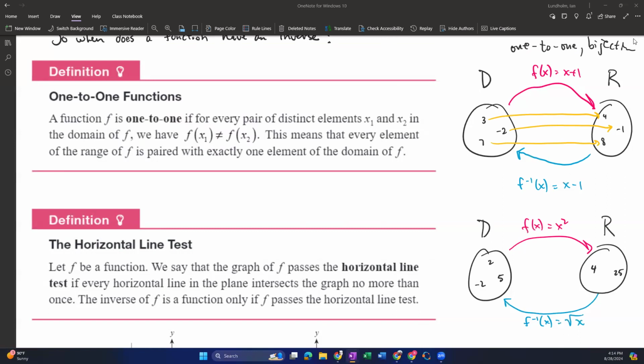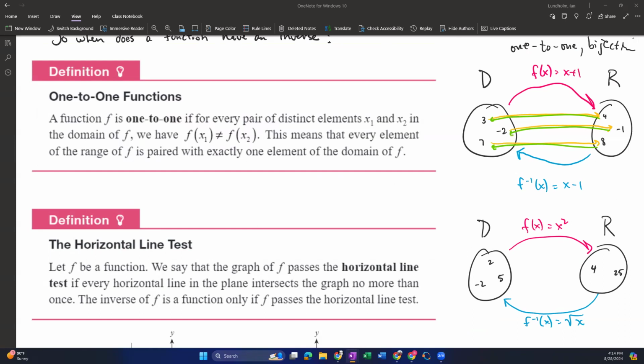This is totally invertible. They're both just lines, and they are symmetric around the line y equals x. We can subtract 1 and go back to 3, or back to -2, or back to 7. That process is totally invertible, reversible, no problem.